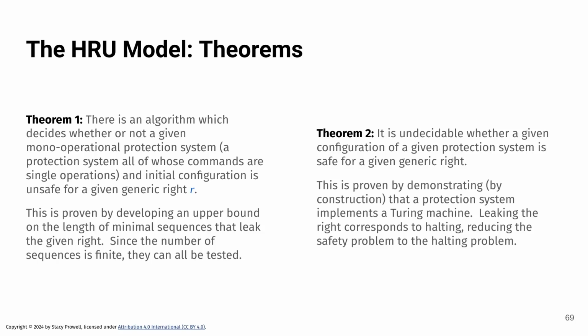So they deal with two theorems in this paper. Theorem 1 says, there is an algorithm which decides whether or not a given mono-operational protection system, remember I mentioned that before, that's where the commands all just do one operation, and the initial configuration is unsafe for a given generic right R. So they can do that. It's decidable. It's not necessarily practically decidable, but it is decidable.